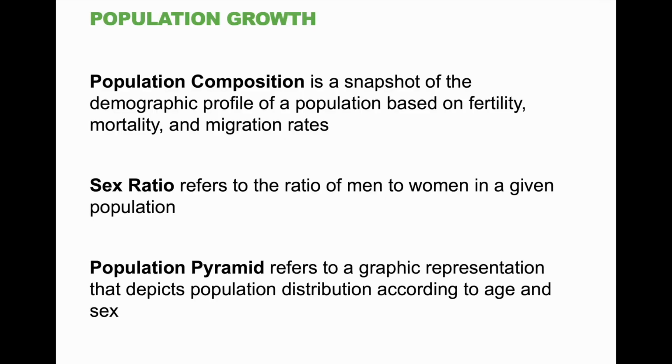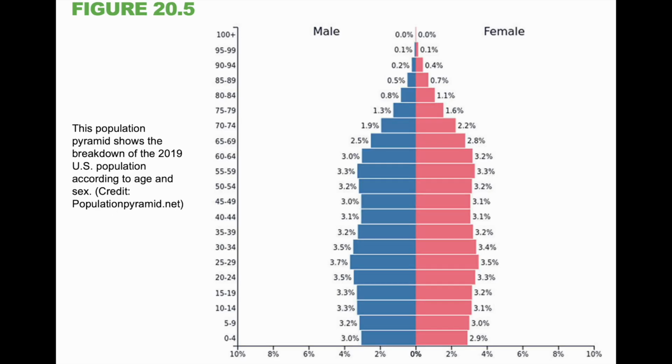Population growth. Population composition is a snapshot of the demographic profile of a population based on fertility, mortality, and migration rates. Sex ratio refers to the ratio of men to women in a given population. Population pyramid refers to a graphic representation that depicts population distribution according to age and sex. Figure 20.5. This population pyramid shows the breakdown of the 2019 U.S. population according to age and sex.